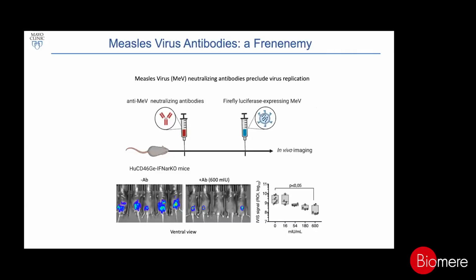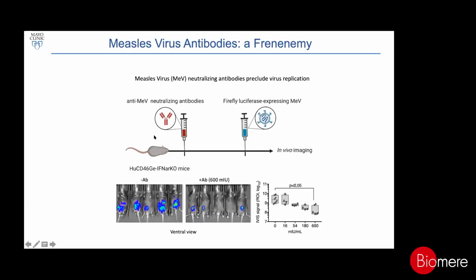Therefore, measles virus antibodies can be considered a frenemy, because neutralizing antibodies provide that protection from measles after vaccination or natural infection, but they also limit the therapeutic effect of oncolytic measles virus.